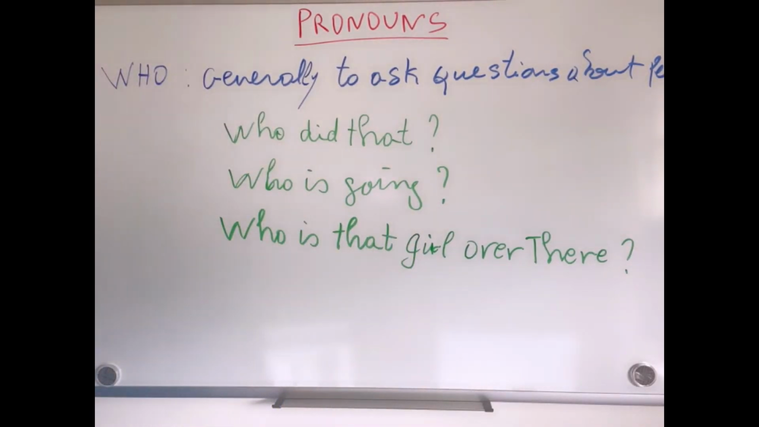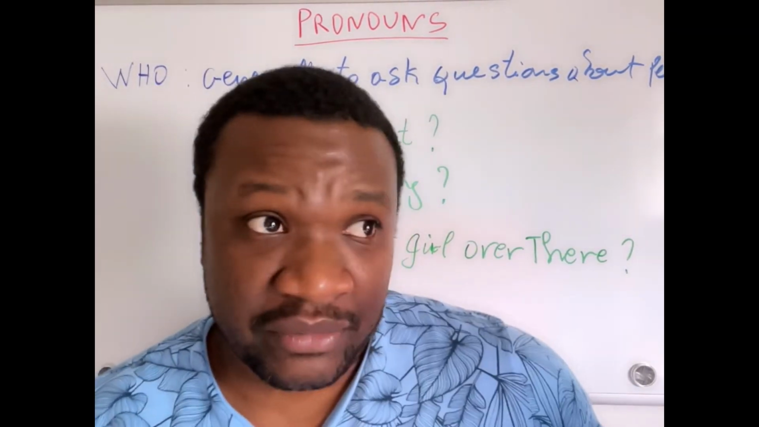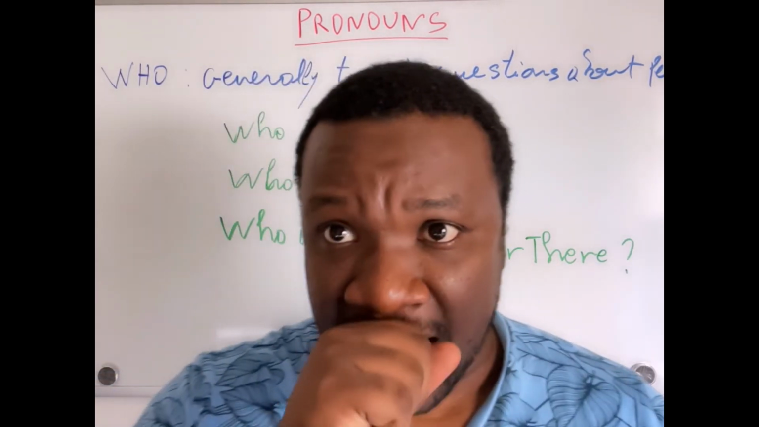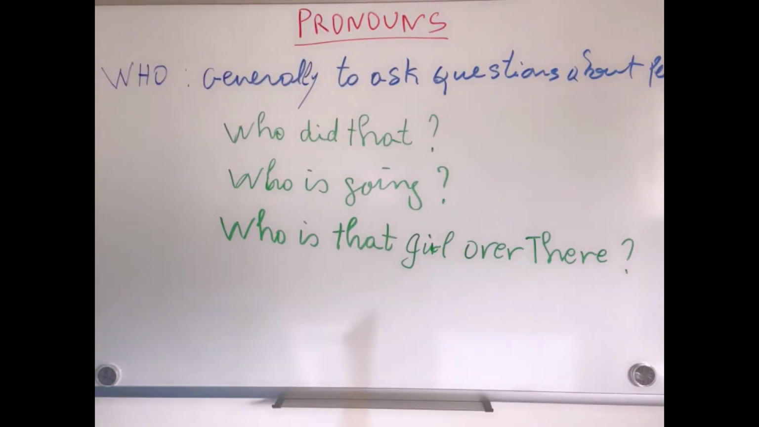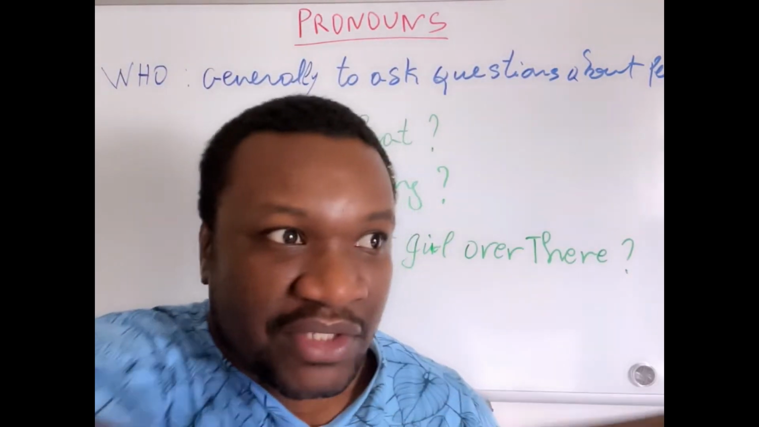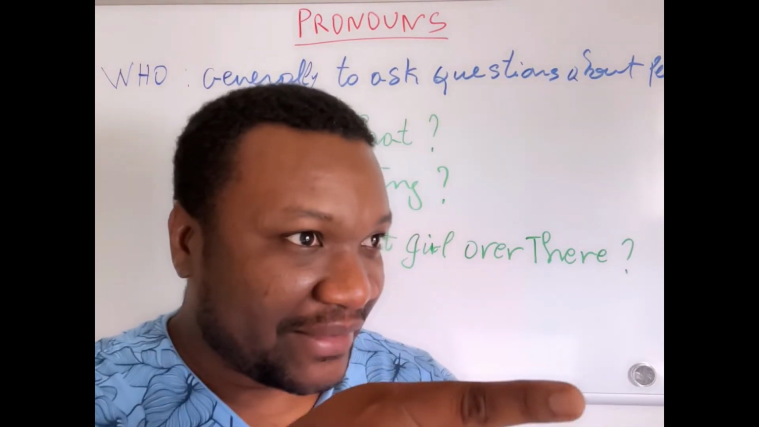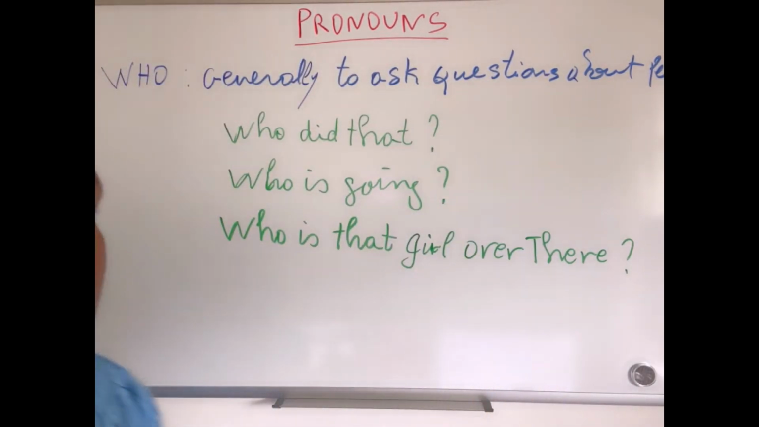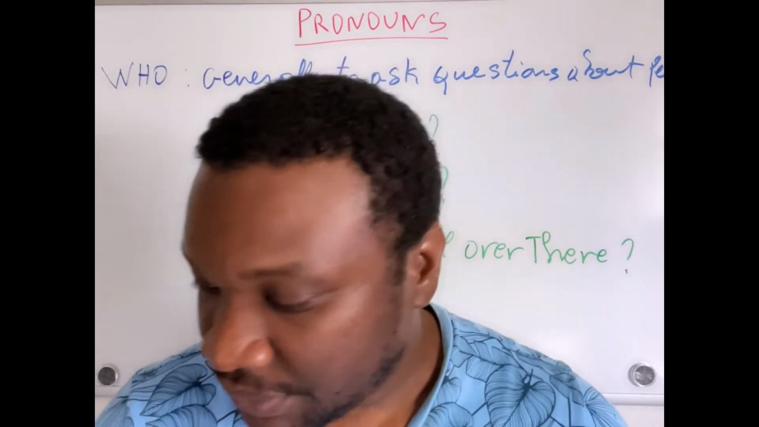Now, I see someone standing in that corner, and she looks beautiful, but I don't know who that is. I do not know who that is, but I say, who is that girl over there? She's standing in that corner way over there. You see it over there. I don't know if you see, but I see her. Okay? I say, who is that girl over there? To refer to people. That's when you use who.